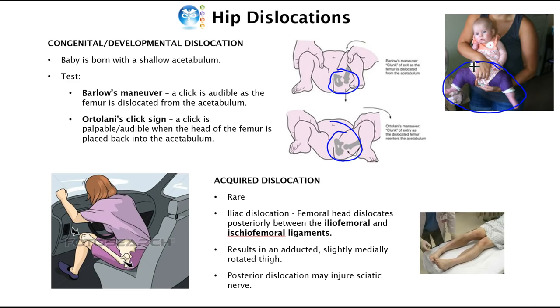An acquired dislocation typically occurs during very high impact scenarios or injuries, such as during an automobile accident or during the landing from a fall of great height. The femoral head dislocates usually in that posterior direction between the iliofemoral and ischiofemoral ligaments. Once dislocated, the thigh assumes a position of slight adduction and internal rotation.